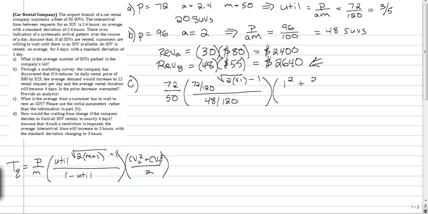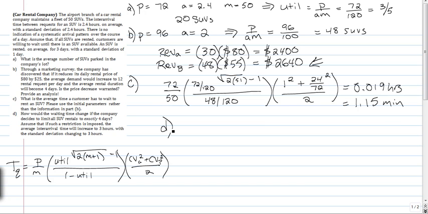We knew that the standard deviation was 24 hours and the mean was 72, so that squared all over 2. Solving that equation, we get an answer of 0.019 hours, which can be converted to minutes by multiplying times 60, and we get 1.15 minutes.